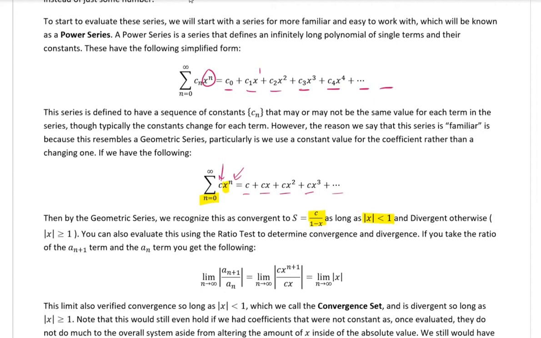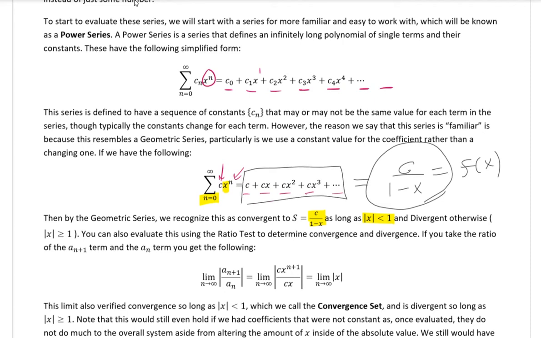Note that now we've defined that this summation of a bunch of these terms is equal to c over 1 minus x. So if we define this as a function of x, we can take that and rewrite it as a polynomial of a bunch of other terms. That's the benefit there.